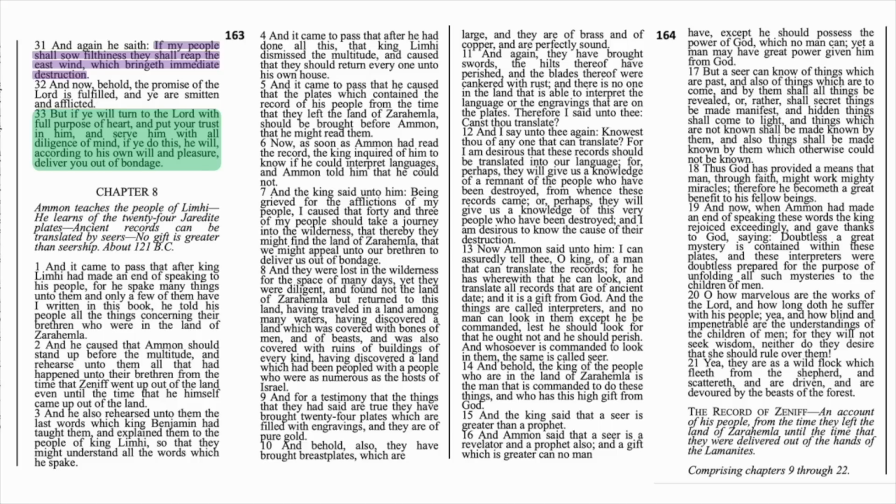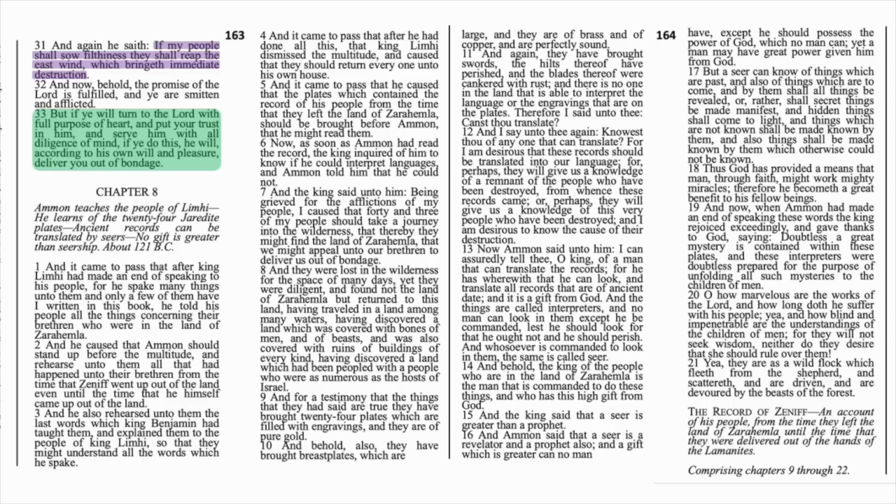Ammon shares with King Limhi everything that has happened back at home in Zarahemla since Zeniff left all those years ago. He fills them in on their history, and he even includes the teachings of King Benjamin. And then Limhi shares with Ammon their history and an interesting story, how he had sent out a group of men to try and find the city of Zarahemla. But instead, they had found the ruins of the lands of the Jaredites and a record of that people engraven on plates, but they were written in a language that nobody could interpret or understand.